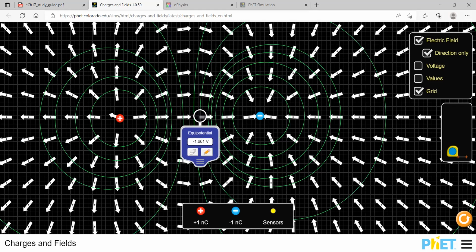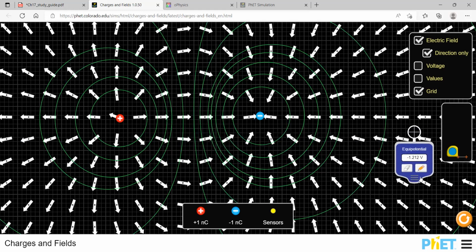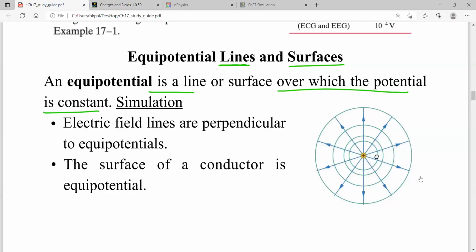Okay, so for a combination of positive and negative charge, or a dipole, it's something like this. By using this equipotential tool here, you can also show many different arrangements of charges and determine any combination. But we are basically interested in a single positive charge and a single negative charge.